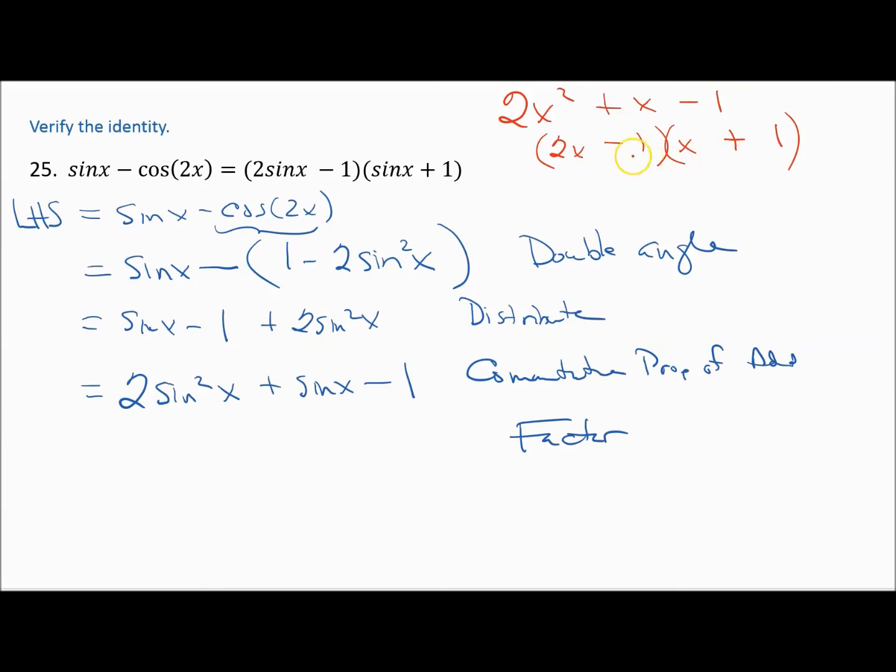So this is our story, but everywhere x is in our story up here, a sine of x goes down here. So this is equivalent to 2 sine of x minus 1 times sine of x plus 1. And that's just factoring a trinomial, and that's exactly what we have on the right-hand side.